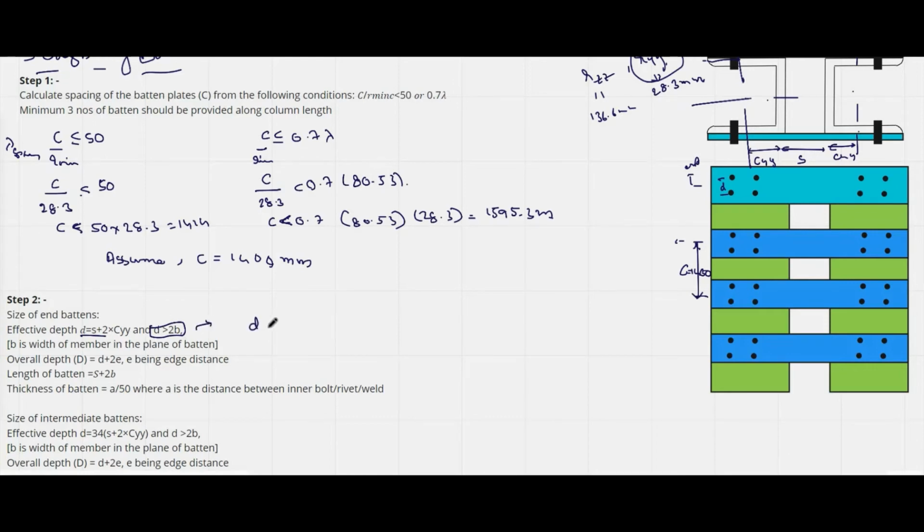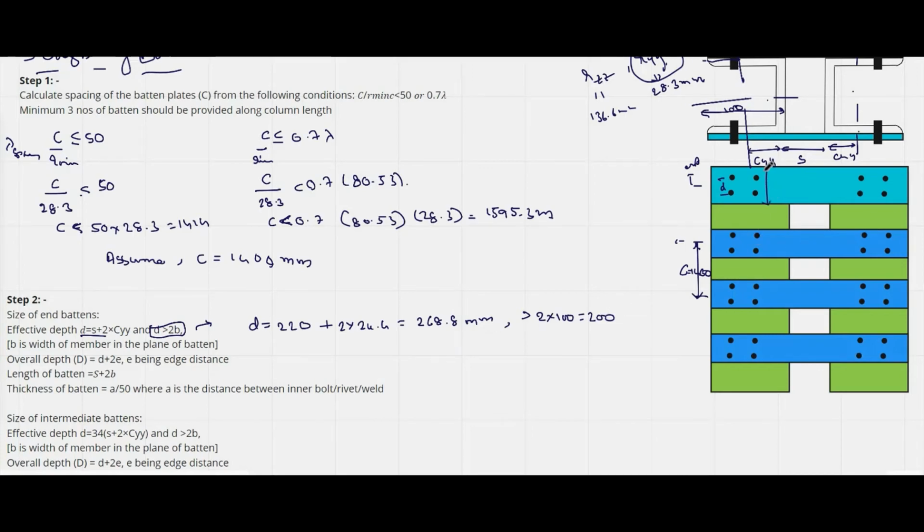So let us calculate the effective depth. The spacing we provided was around 220 mm plus 2 into 24.4 mm, which is around 268.8 mm, and it must also be seen that this value must be greater than 2 times the width of flange, whereas the width of flange was around 100 mm. 2 times 100 is equal to 200 mm, hence 268.8 is greater than 200 mm.